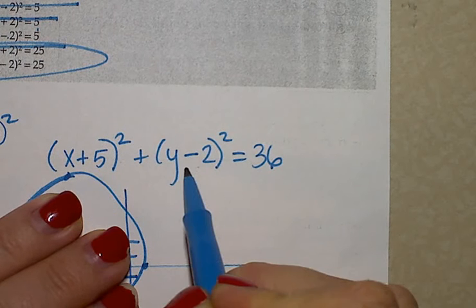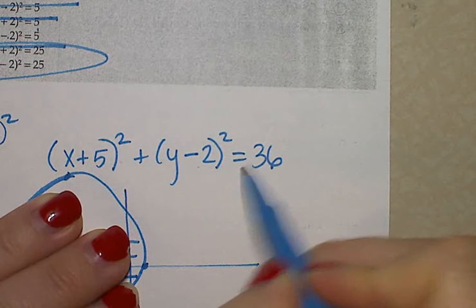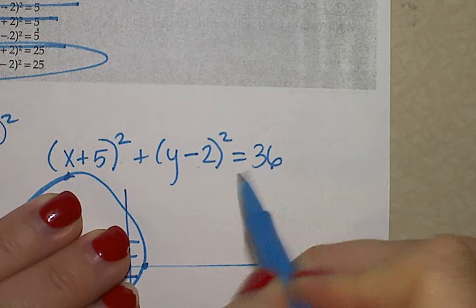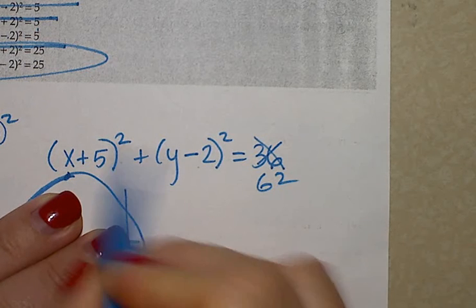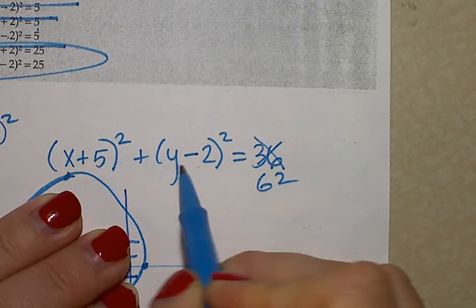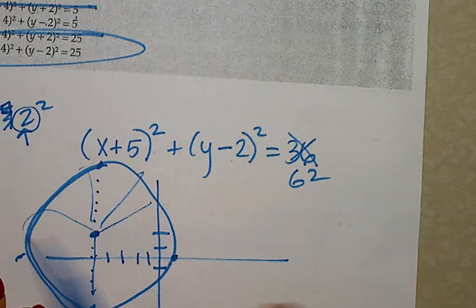-5 and +2. Now this is a little bit different. So we don't see a square here. I need to rewrite this as a number squared that has a value of 36. What would that be? So I go to the left 5 and up 2, and then I go 6 in every direction, and there's your circle.